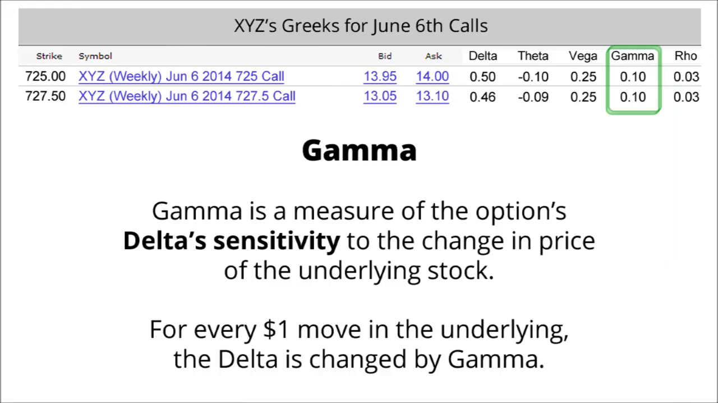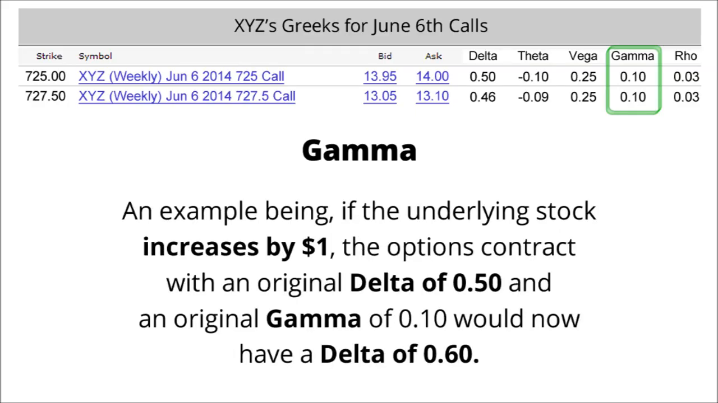Gamma. Gamma is a measure of the options delta's sensitivity to the change in price of the underlying stock. For every $1 move in the underlying, the delta is changed by gamma. An example being, if the underlying stock increases by $1, the options contract with an original delta of 0.50 and an original gamma of 0.10 would now have a delta of 0.60.